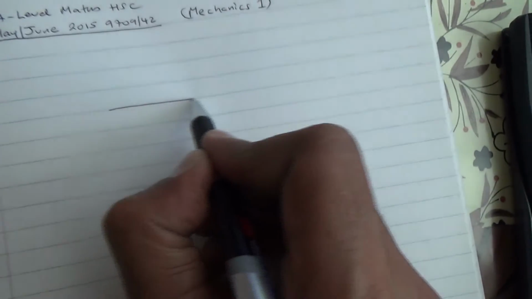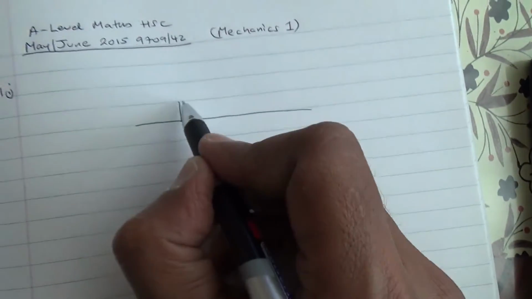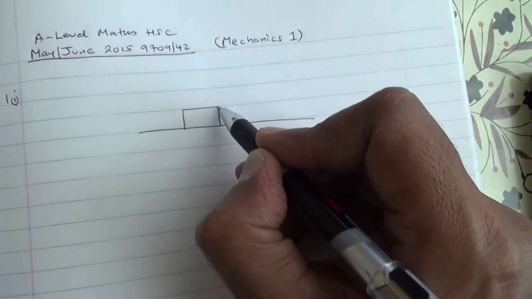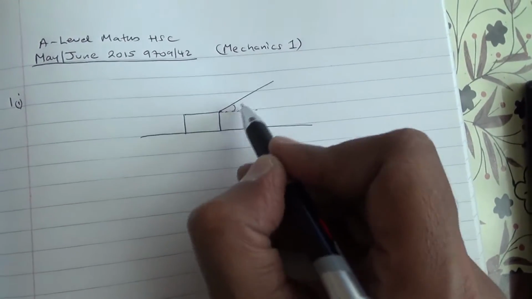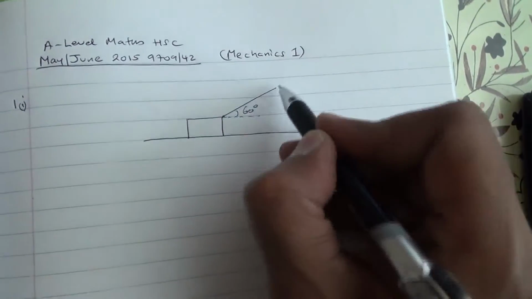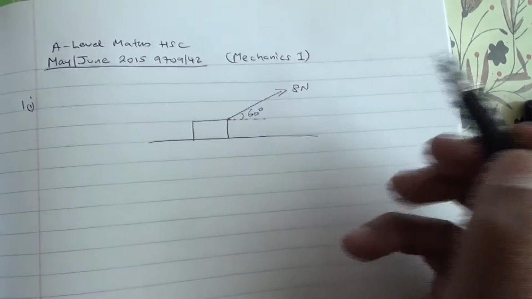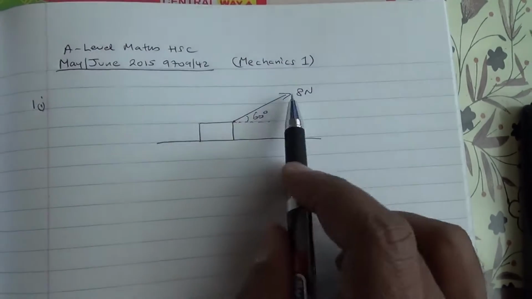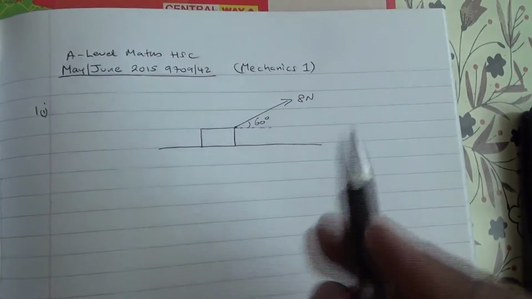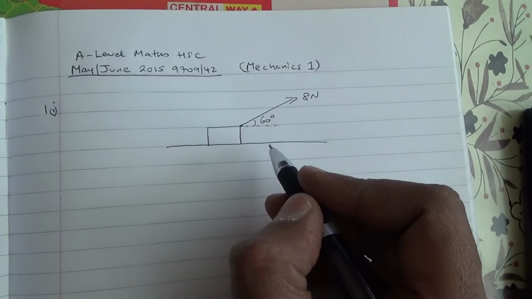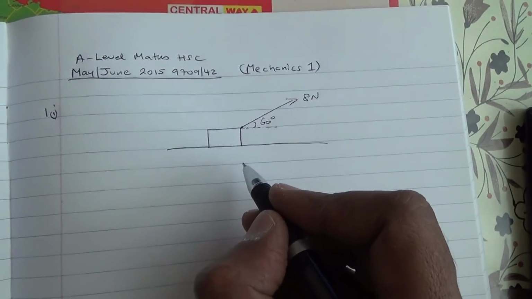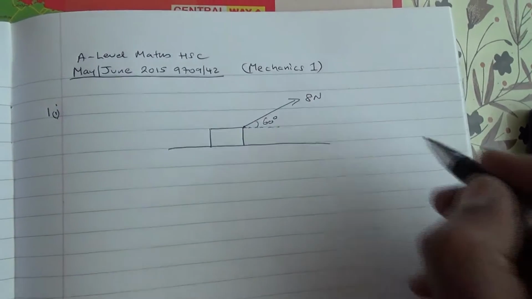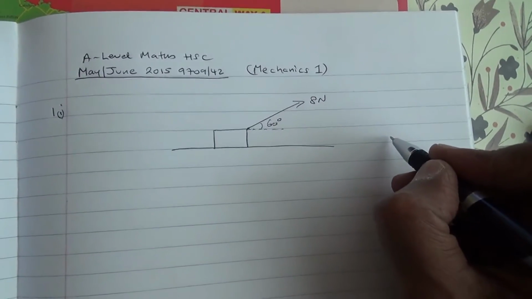Okay, so this is a horizontal surface. There is a block here, and a string is attached to the block such that it makes an angle of 60 degrees with the horizontal, and there is a tension of 8 newtons in the string to pull the block. The block is now being pulled, and it starts to move with a speed of 0.3 meters per second.